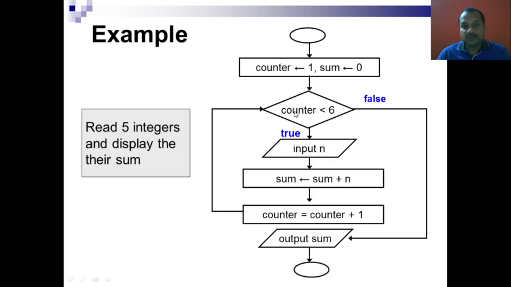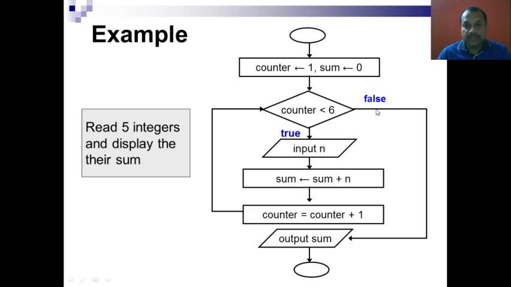For the first step it will be 2 less than 6, true, then it will execute, then 3, then 4, then 5, then 6, and after this 6 it will be tested as false, then it will come down from here directly and it will output the sum. So that is all about the loop and the iteration.